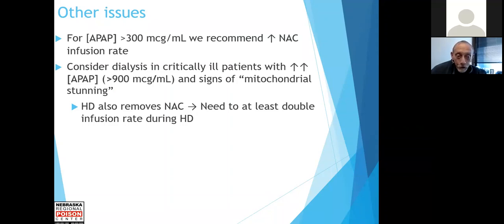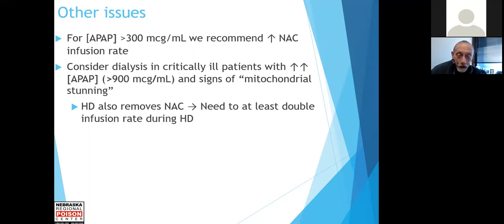So other issues include these sicker patients. If they still have a very high acetaminophen level, do they need a higher infusion rate? Now, the higher infusion rate is only if they have a high acetaminophen concentration. If they just have very elevated liver enzymes, they don't need a higher infusion rate. They can just have the plain regular infusion rate.